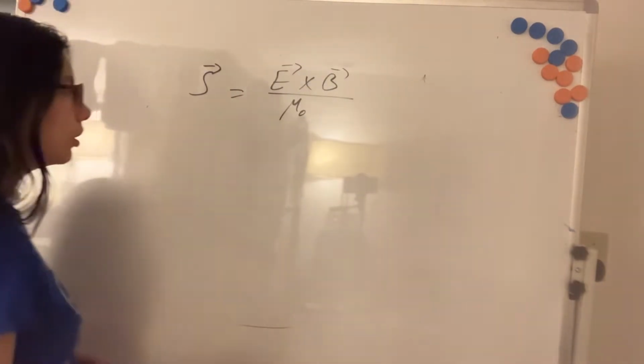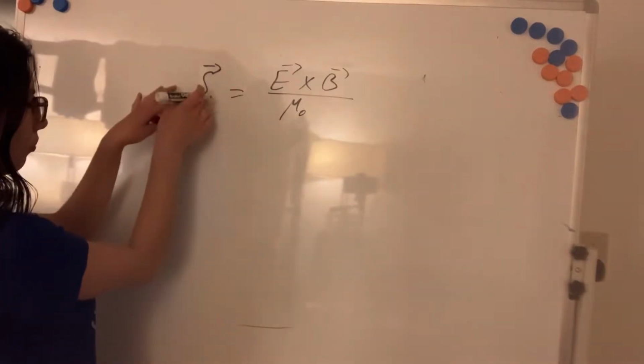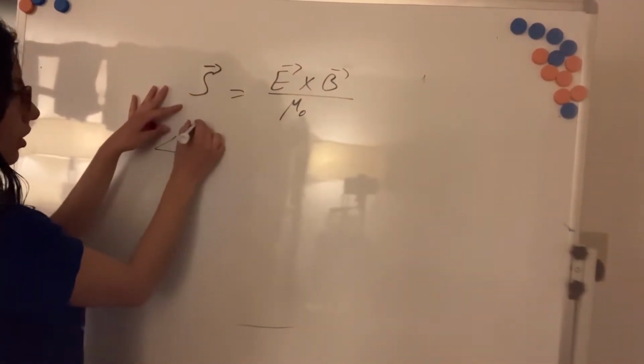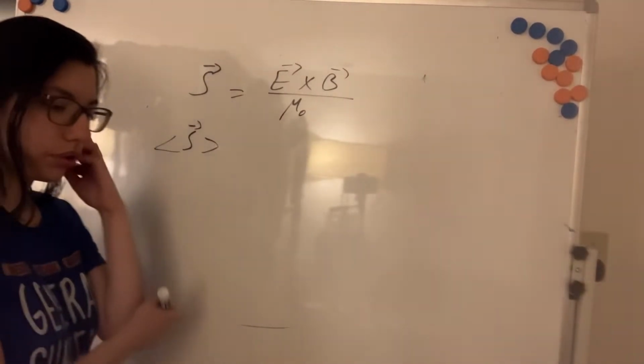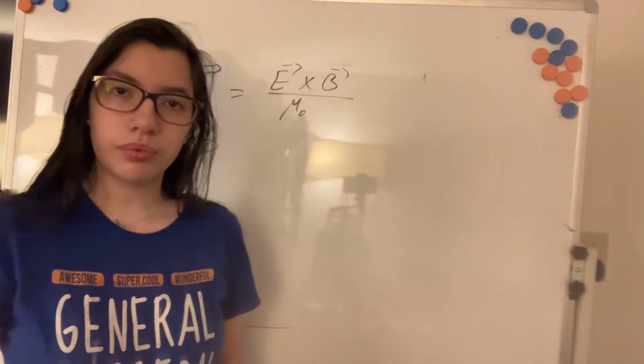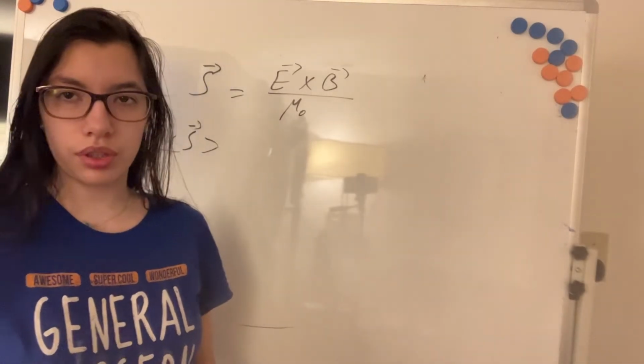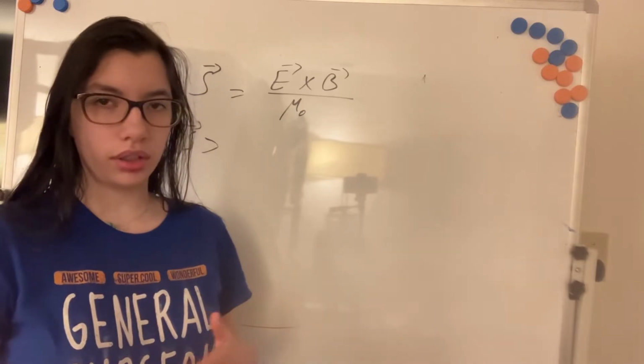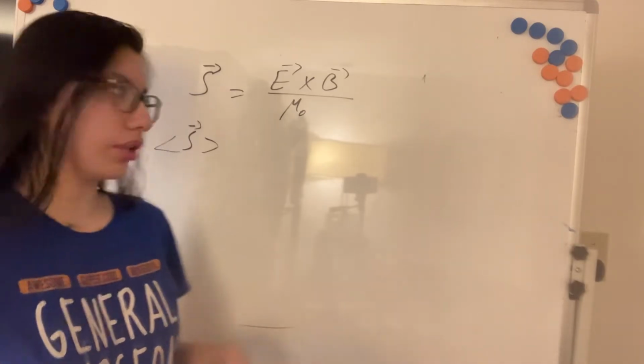Now it's usually thought about the Poynting vector as the average Poynting vector, or the average energy per square meter per second, because it is not always the same in time. So we take the average value of that.